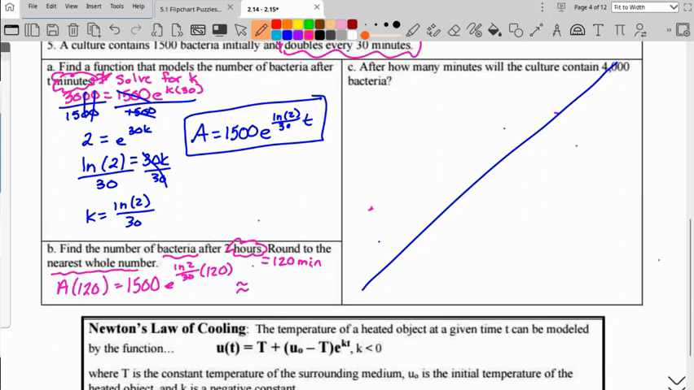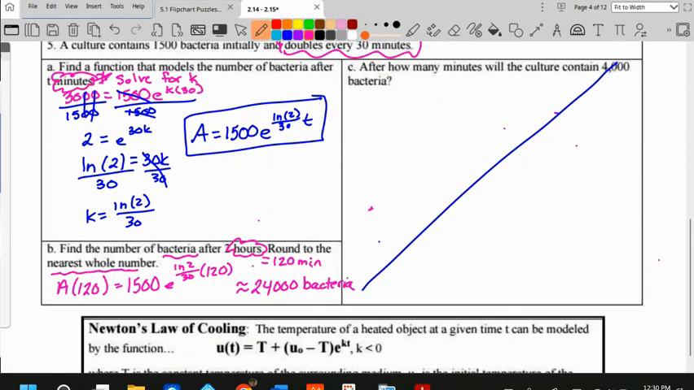Yashi, you want to try it? Do you have an answer, Justine? What'd you get? 184. That is not what I got. What'd you get? I got 24,000. I got 24,000 as well. 24,000 bacteria. He is a calculator pro over there. Okay, I guess I should have been doing it on my calculator.